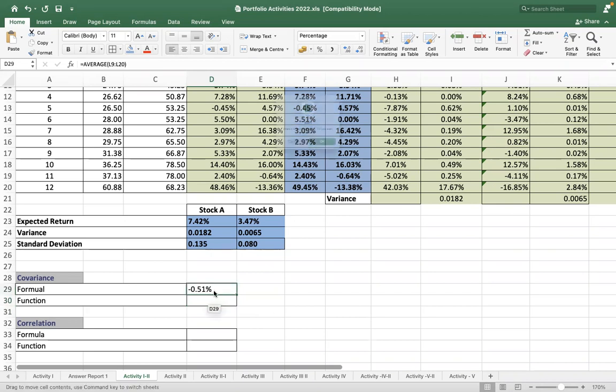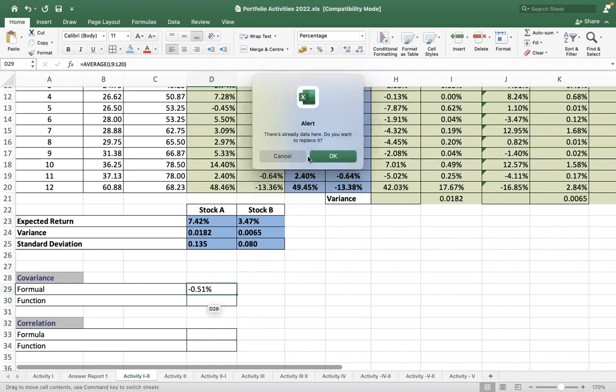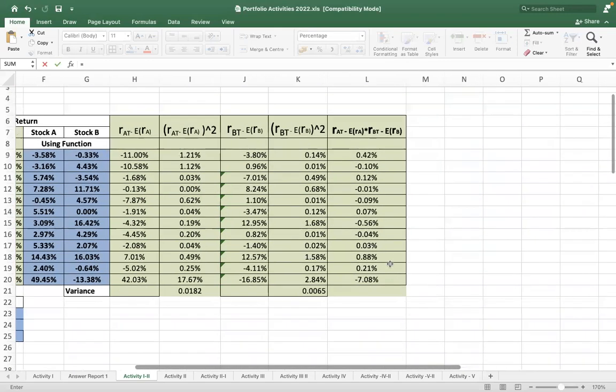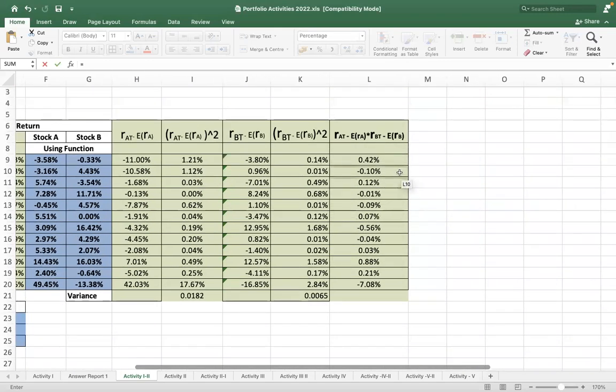The manual function is the average of these multiplied values, right? Yes, one question is there. Yes.